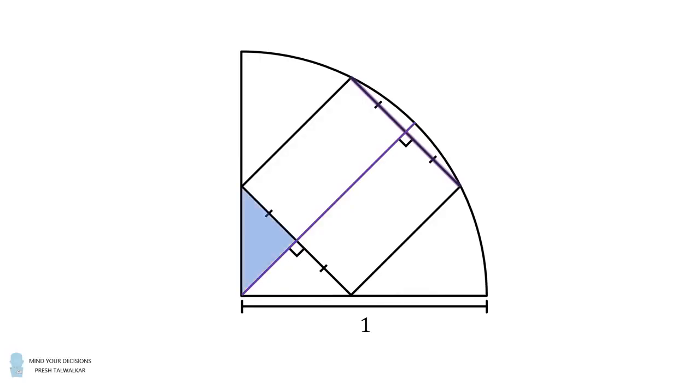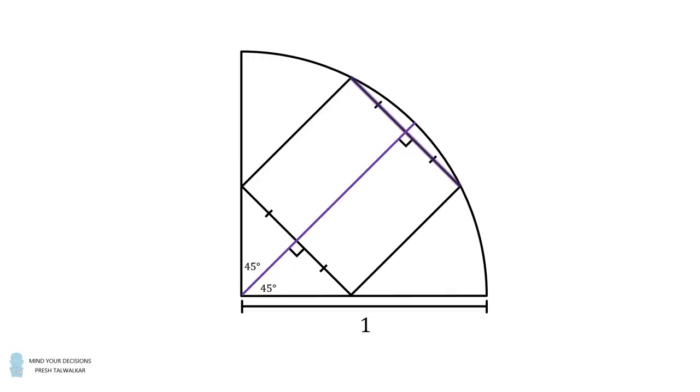Now consider this right triangle. By side angle side, we will have a congruent right triangle right next to it. Since these two triangles are congruent, they will bisect the 90 degrees of the quarter circle. In other words, these two angles will each be equal to 45 degrees.